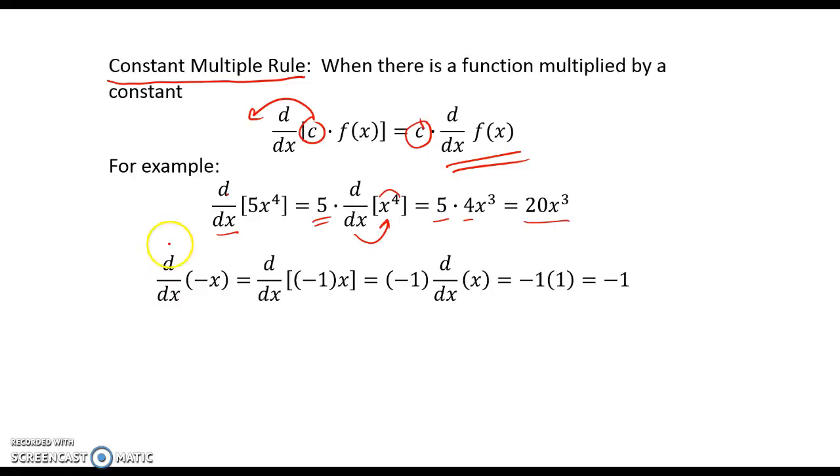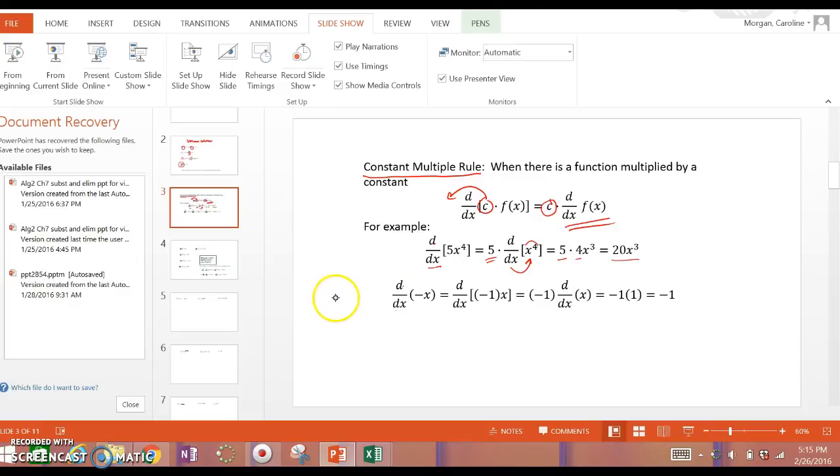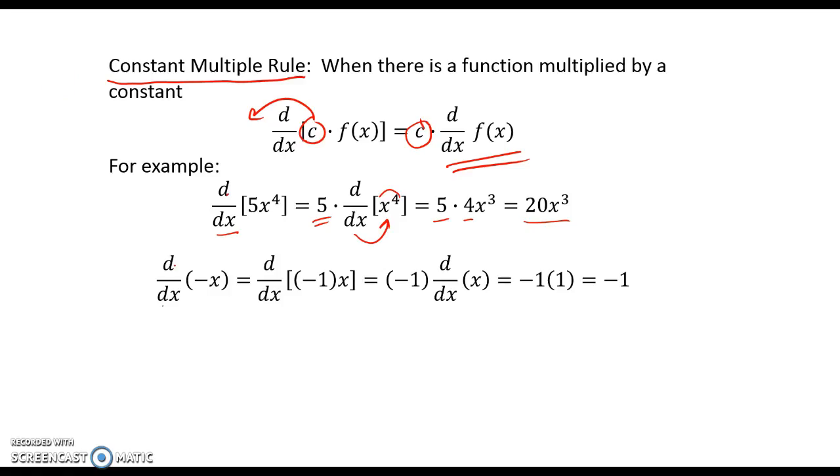The same thing here. I want to take the derivative with respect to x of negative x. Well, that really means negative 1 times x. So that negative 1 constant right here is going to come out in front. So negative 1 times the derivative of x itself, which is 1. Negative 1 times 1 is negative 1. Now that one, pretty soon you do that and you don't even think about it. But it's something to keep in mind when we're trying to decide what to do with a constant.